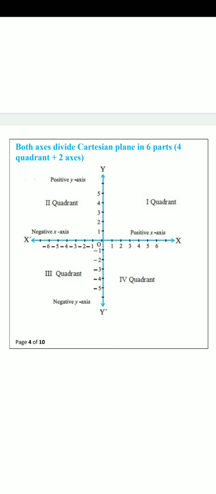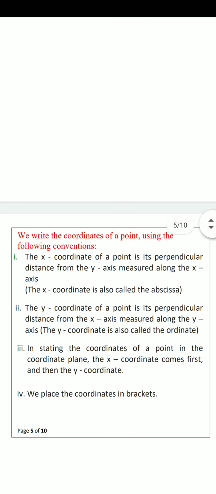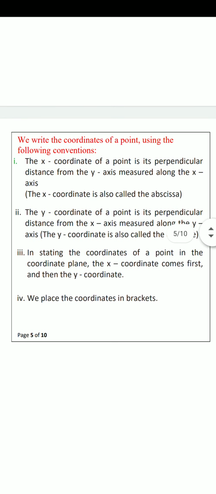The other two parts are the x-axis and y-axis, because the point can also lie other than in these 4 quadrants, it can lie on the x-axis or y-axis. So this is called your Cartesian plane. So the Cartesian plane is divided into 6 parts, 2 axes and 4 quadrants. Now some basic rules to represent, or the sign conventions we have to use to locate the point.